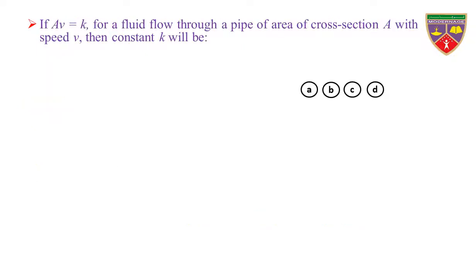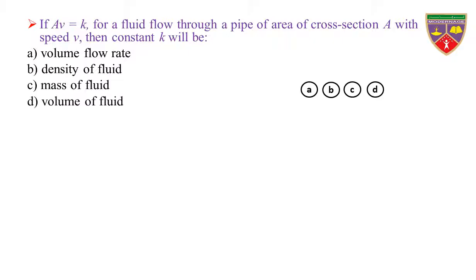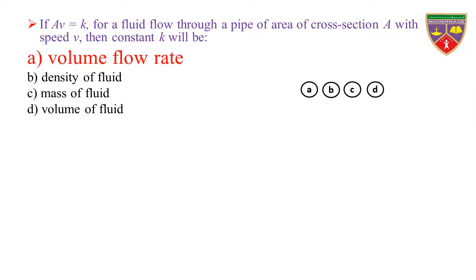If A into V is equal to K for a fluid flowing through a pipe of area of cross-section A with speed V, then the constant K will be: option A, volume flow rate; option B, density of fluid; option C, mass of fluid; option D, volume of fluid. The key is volume flow rate. Therefore, the correct option is A.